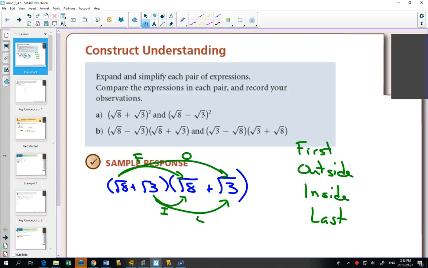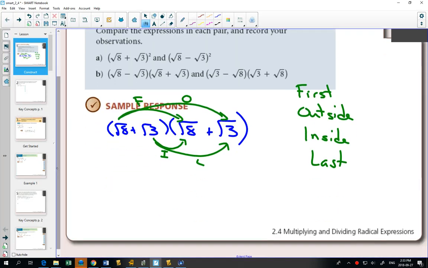So when I multiply root 8 times root 8, I get root 64. And root 64 is just 8. So when you have a square root times a square root and the number is the same, you will just get 8. Plus root 8 times root 3, root 24. And another root 3 times root 8 is another root 24. And then root 3 times root 3, you could write root 9, but that'll just be plus 3.